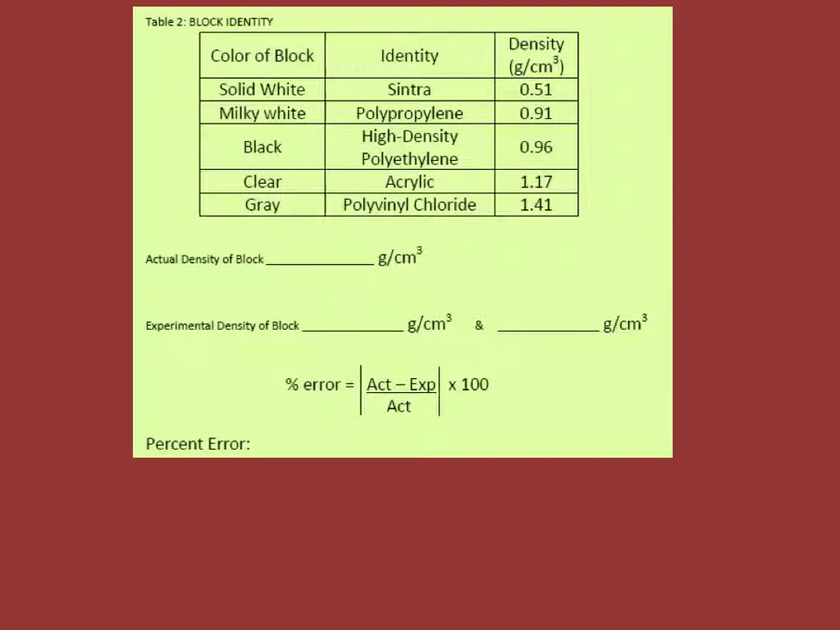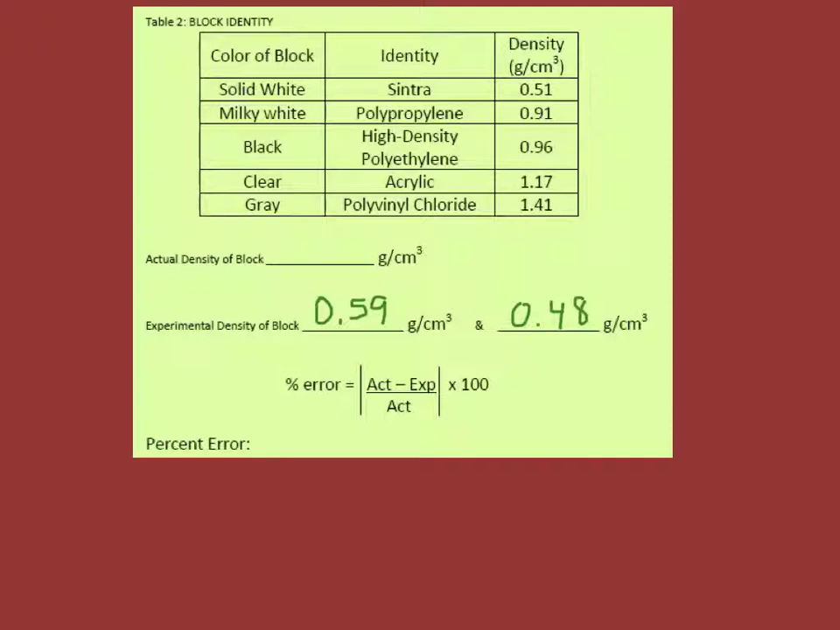In the density activity that we did in class with the blocks, once you determined the mass and volume of the block, you calculated the density. From that, you went to Table 2 and identified which block you had so that you could calculate percent error. So let's do an example of that.